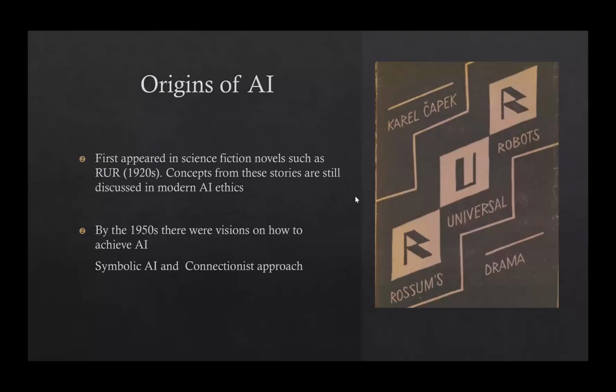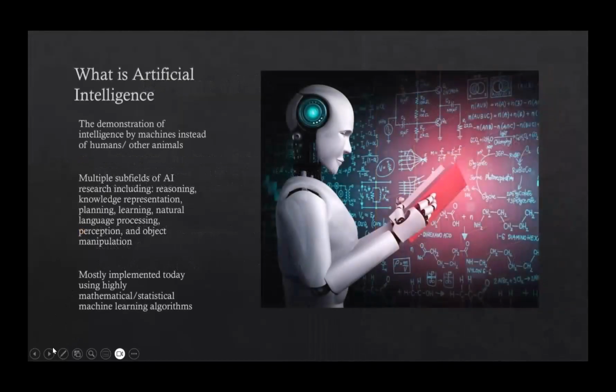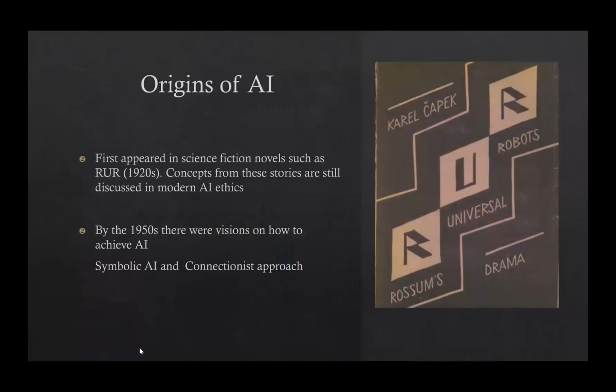So where we were, okay. Again, we started seeing early concepts of artificial intelligence in the 1920s, and by the 1950s we actually had visions and theories of how to achieve AI. There were two competing theories at the time: one was symbolic AI, and the other was a connectionist approach. So with symbolic AI, whoops, did not mean to do that. There we go. Hold on, we have a question.